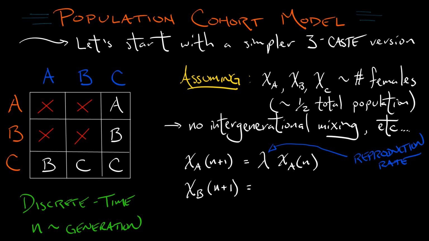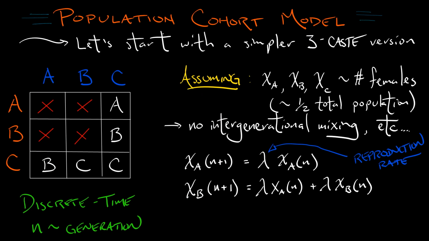So what that contributes is lambda times XA at time n, where now this XA is the number of fathers. But the other way you can get it is by looking at caste B mothers paired up with caste C fathers. And using the number of mothers, that gives us a term of the form lambda times XB at time n. Now notice here how we're using this symmetry to go back and forth between thinking of these population sizes as the number of mothers versus the number of fathers.